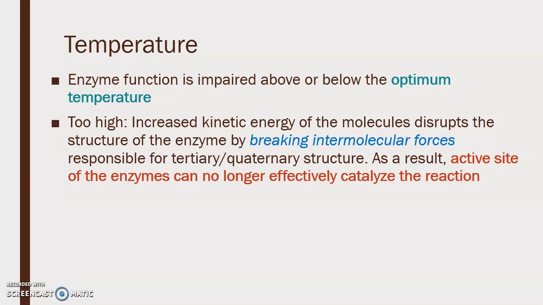The intermolecular forces are actually responsible for the tertiary or quaternary structure of a protein. But when the temperature increases, the intermolecular forces get destroyed, and as a result, the active site of the enzyme is no longer effectively catalyzing the reaction because the shape has changed. The intermolecular forces get weakened, the shape of the enzyme has changed, the shape of the active site has been changed, and therefore the active site is no longer active. So this is what happens with high temperature. High temperature essentially destroys the protein, just like how changing the pH also destroys the protein.